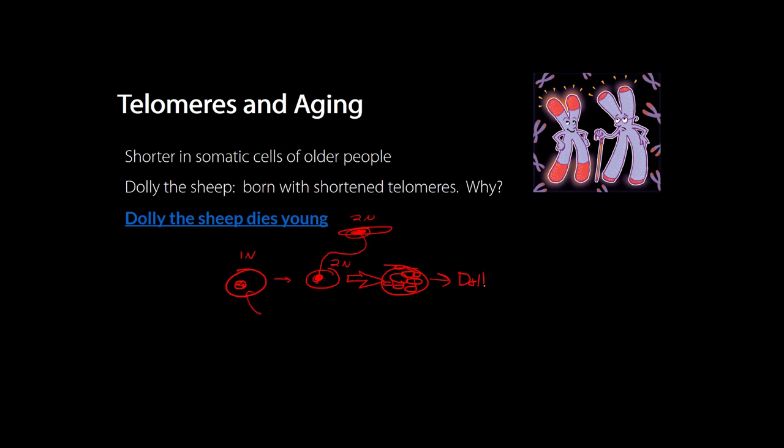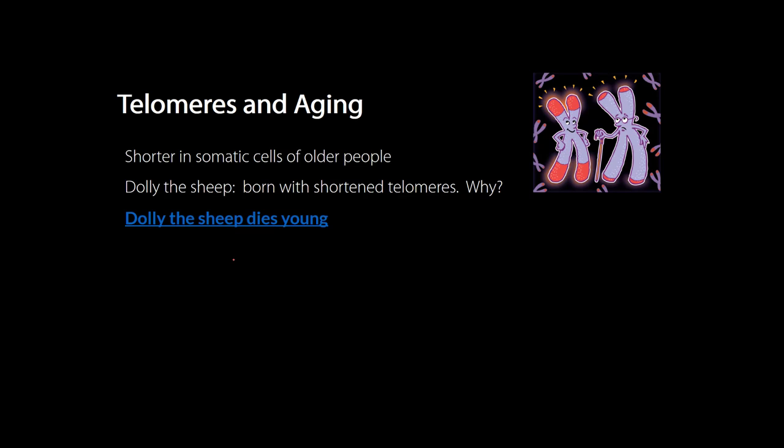The key here is that this somatic cell was from the skin of an adult animal. Because it was an adult, it would have had a few years to shorten as DNA replication occurred. So we have a lamb born with shortened telomeres. And it turned out she died young. She basically died of aging, of old age at a young age. It's kind of one of those interesting paradoxes. So that's Dolly, and that's telomeres and aging. If you want to read more about her death, you can click on this link.